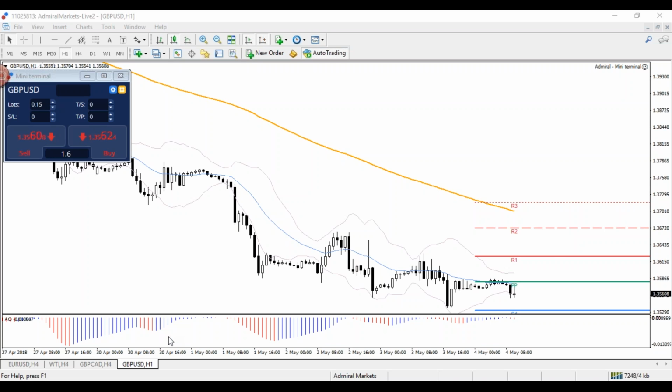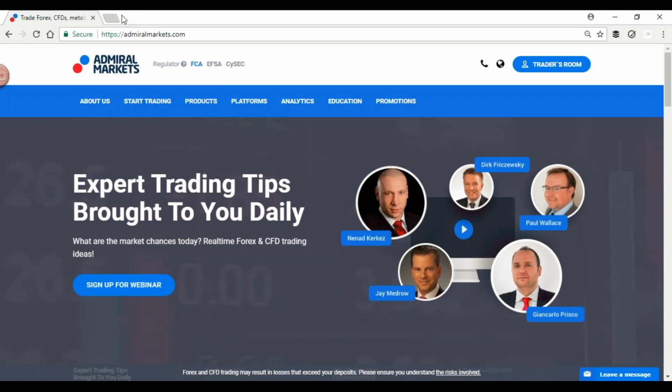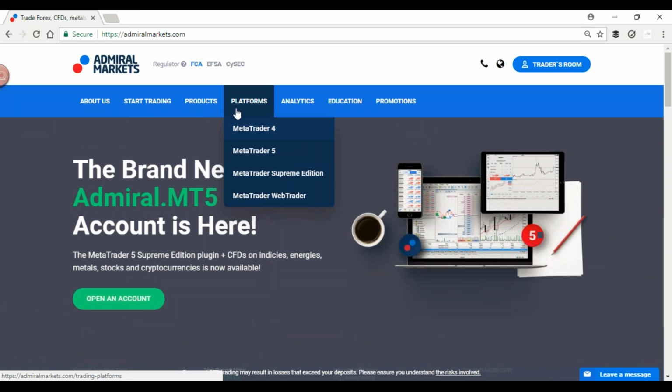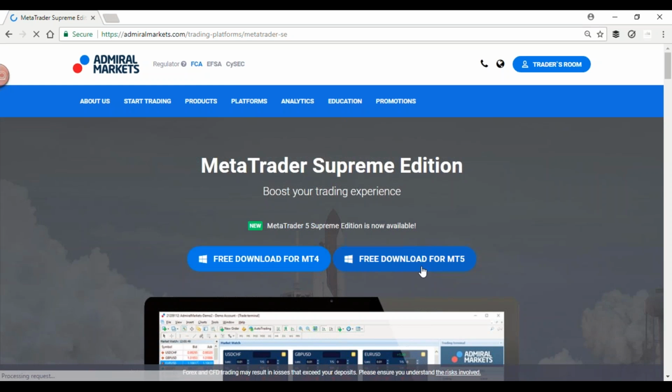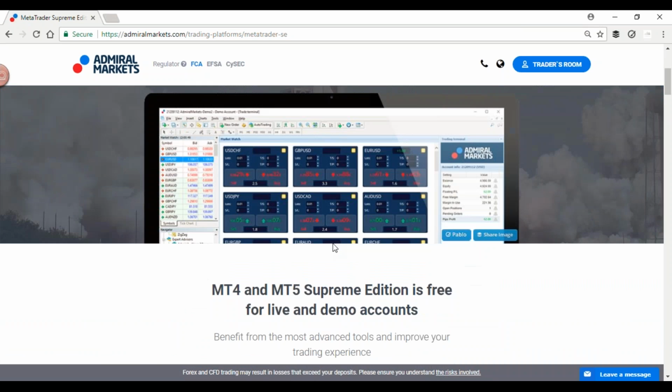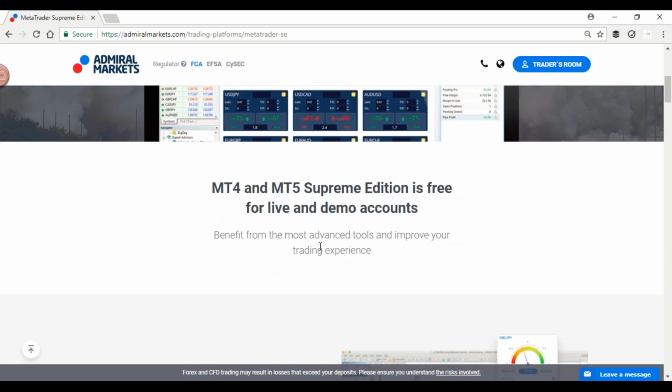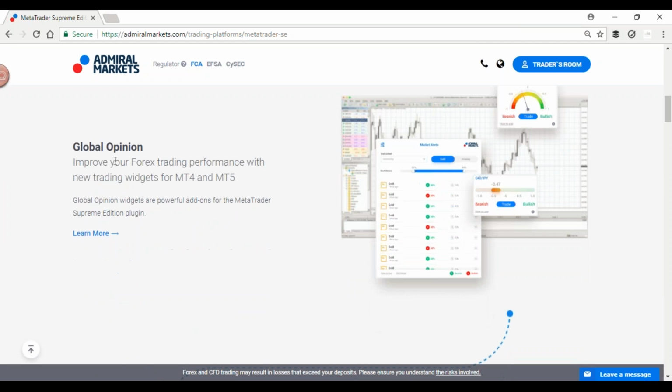You can get the Admiral Markets indicators by going here. Go to admiralmarkets.com, click on platforms, then go to MetaTrader Supreme Edition, then download it for MT4 or MT5 or both, and you can test that. You can download the plugin, it's Supreme Edition. There are a lot of extra features. One of them is the pivot point. But there are others too, as I already showed you, expert advisors and indicators that are added, 60 plus in total.